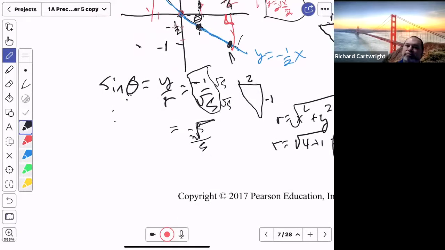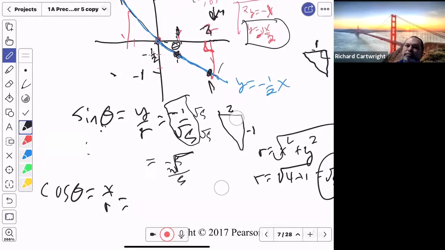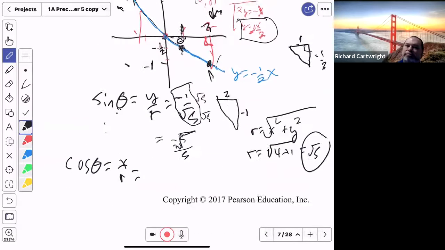Okay? Cosine of theta is the x over r, and my x, I calculated it to be, wait, did I do the right one? Oh yeah, what is the x? The x is 2. R is still square root of 5. Why is it positive? All students take calculus. Yes, cosine is positive. But the book's going to write this as 2 square root of 5 over 5.